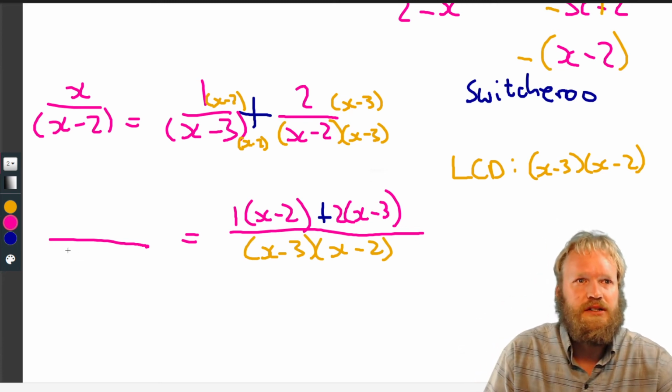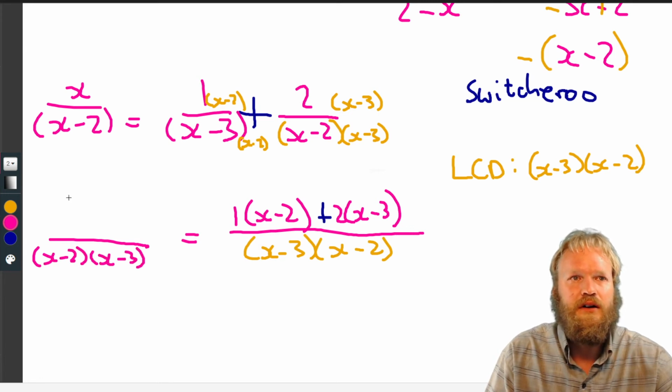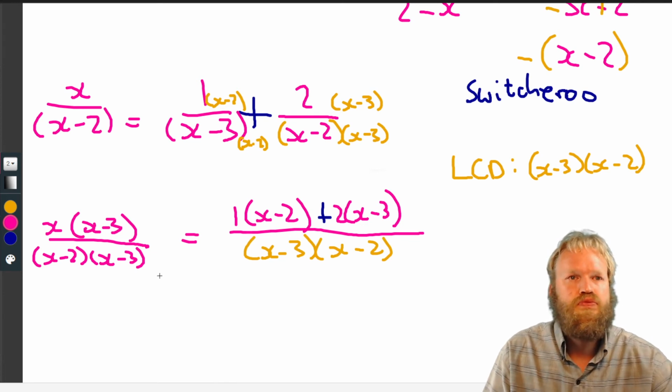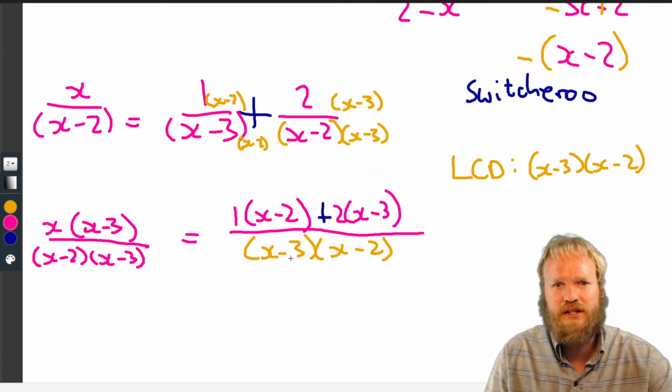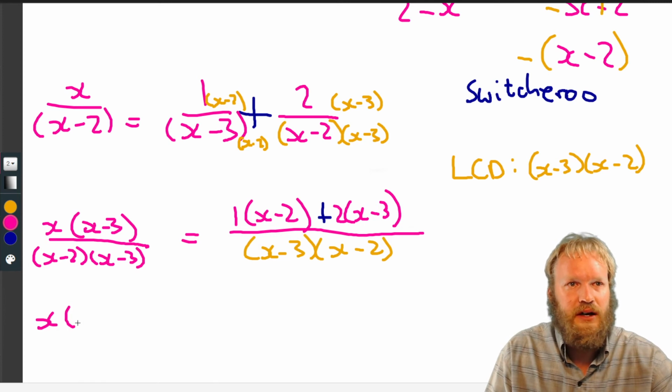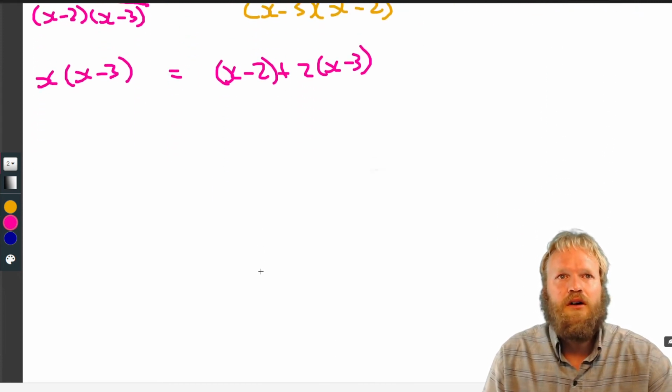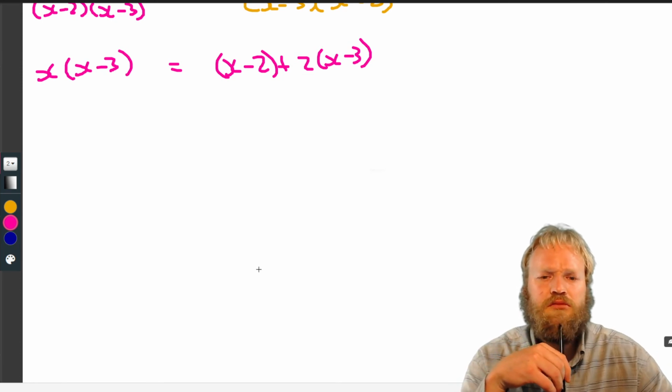And let's say this side we also want the same LCD. So this did have x minus 2. So what do we still need to multiply it by? x minus 3. Okay, denominator is the same, numerator is the same. x minus 3 equals x minus 2 plus 2x minus 3. Keep working through it, and you should probably get 2 answers.